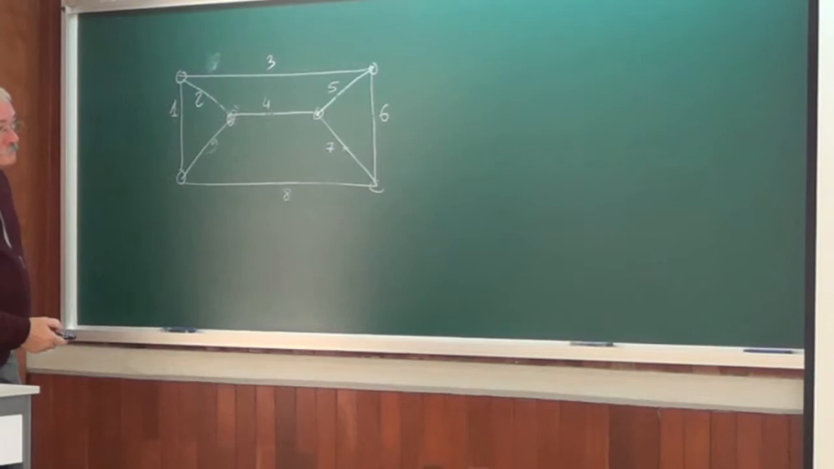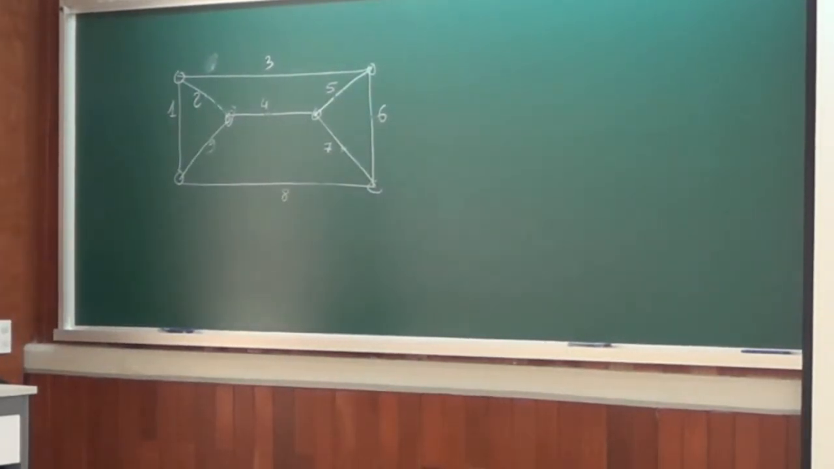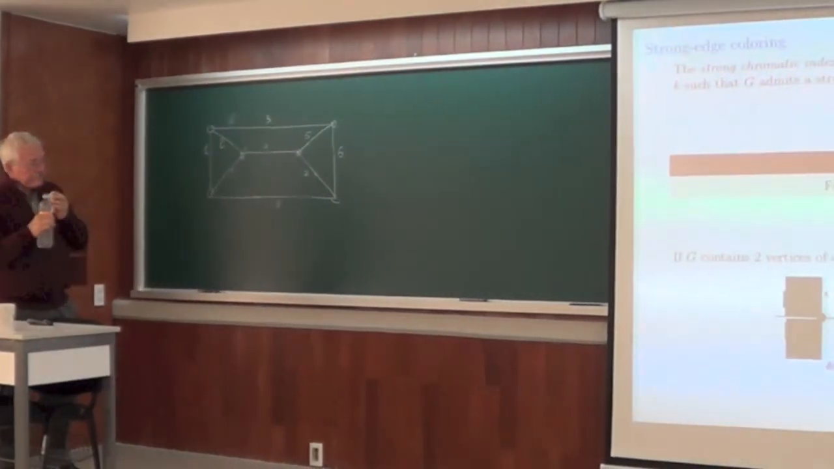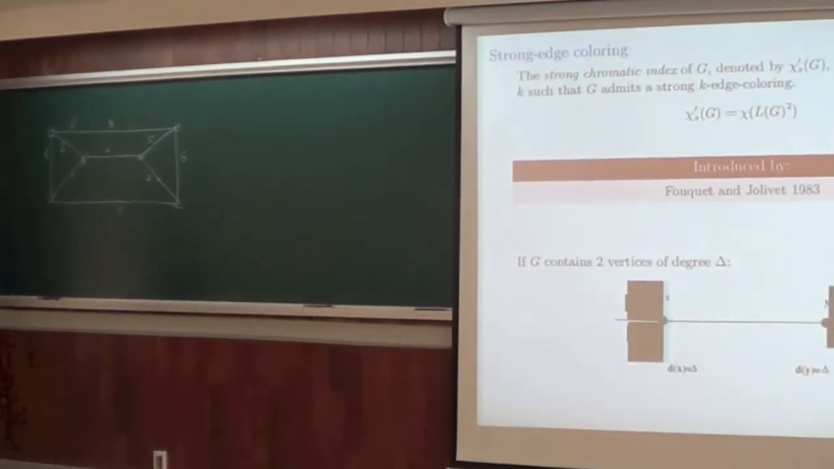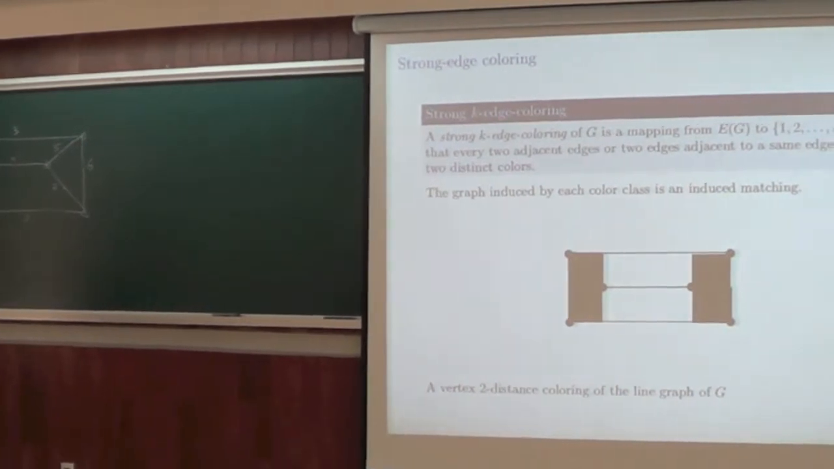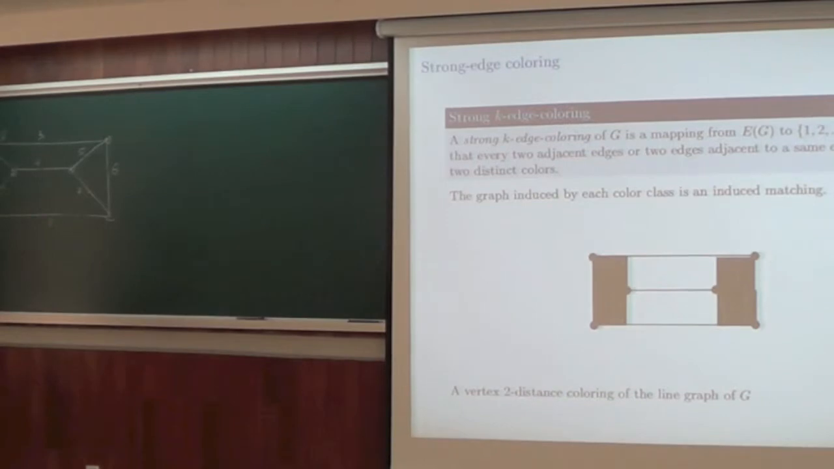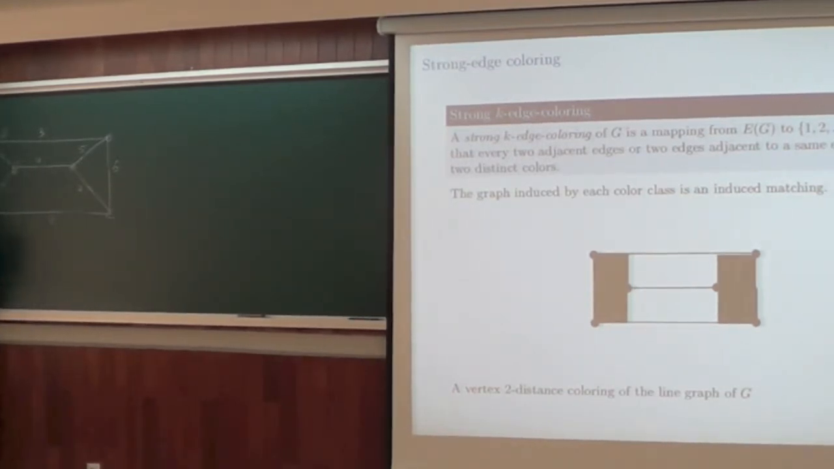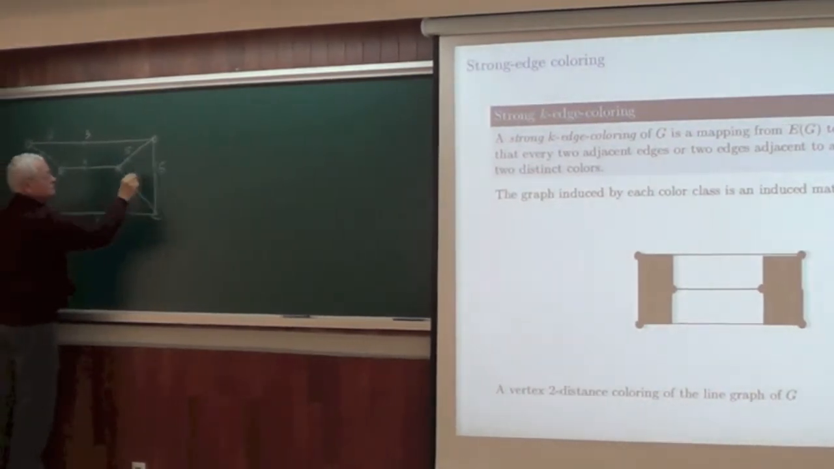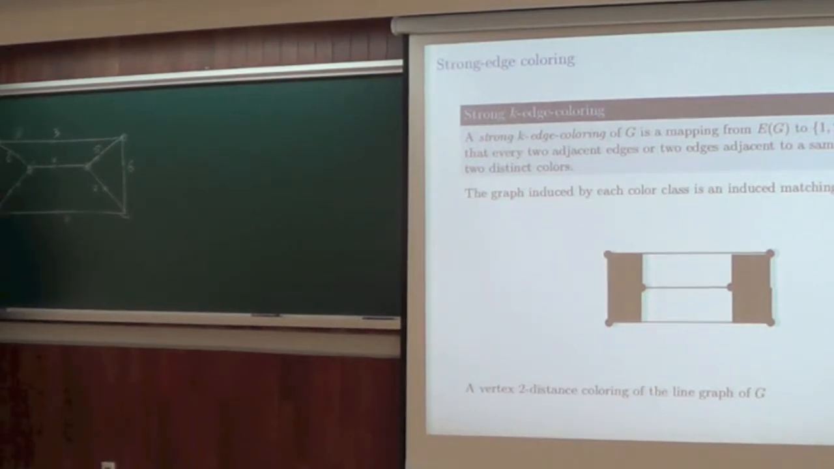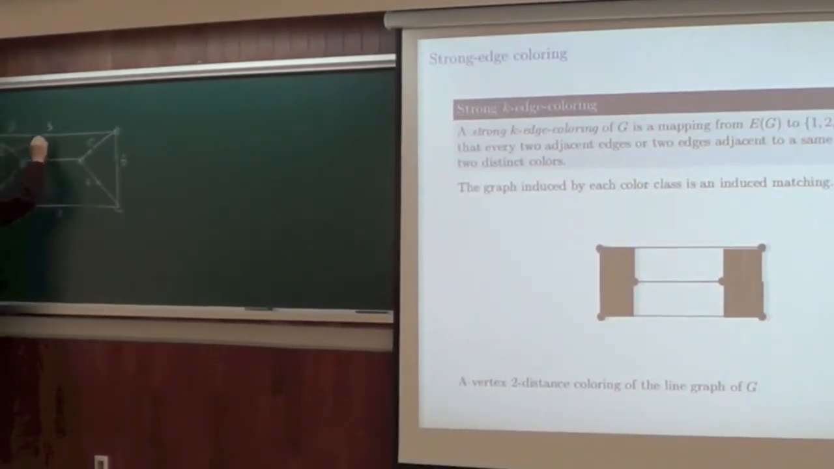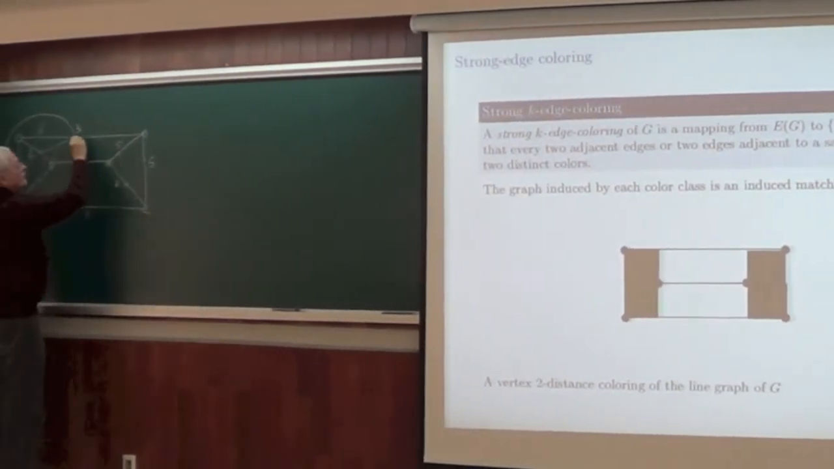And so we call the strong chromatic index the smallest integer k such that G admits a strong k-edge coloring. And it is easy to see that this strong edge chromatic number is also a coloring for the line graph. For example, I draw the line graph of this graph. How do I draw the line graph? I put a vertex on each edge. Okay? And I have an edge between two vertices if they are incident to the same vertex. So there might be an edge here, an edge here, an edge. Okay? So here.